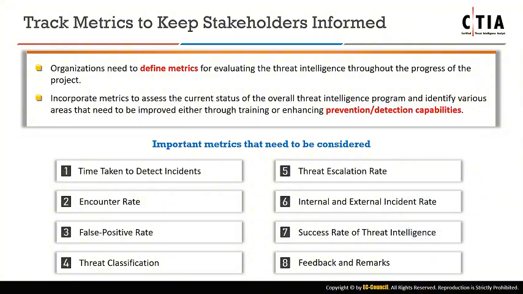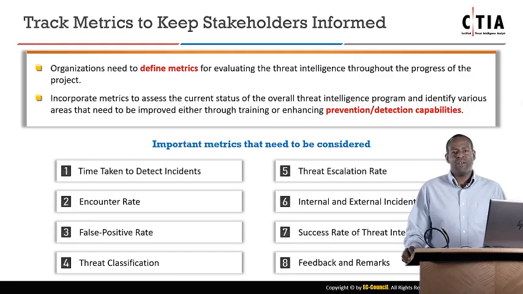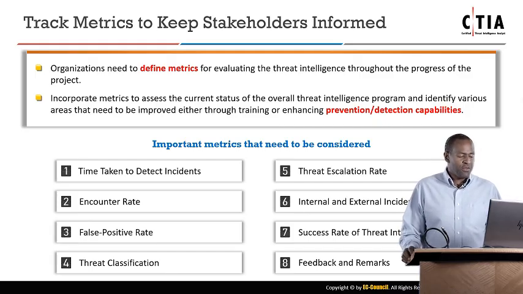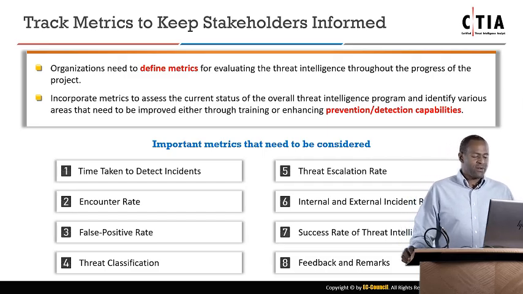Number two is the encounter rate. How often are you encountering security incidents? Is it happening once per hour, once per second, once per day? What is the rate at which you are receiving these types of encounters? Number three, false positives. Are you getting false positives or false negatives? We need to know what that rate is and what the reason behind the false positives is.